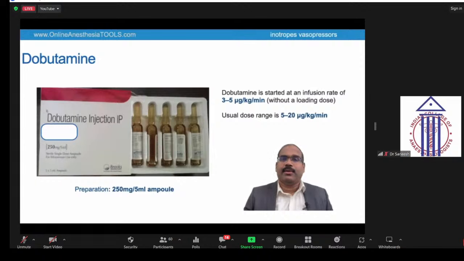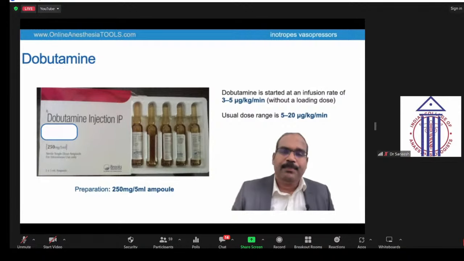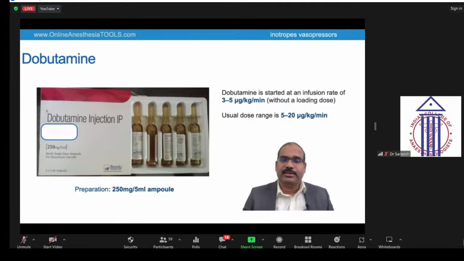Dobutamine is a synthetic catecholamine that stimulates beta-1 and beta-2 adrenergic receptors and has little action on the alpha receptors. It has a potent inotropic activity with only modest chronotropic effect. It increases the stroke volume and cardiac output and lowers PCWP and SVR. Usually it is started as an infusion of 3 to 5 micrograms per kg per minute without a loading dose. The usual dose range can go up to 5 to 20 micrograms per kg per minute. The preparation available would be a 250 milligram per 5 ml ampule.